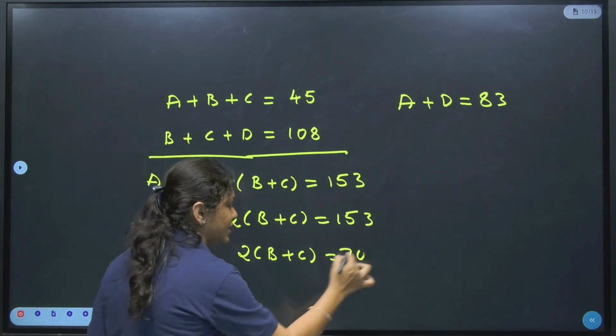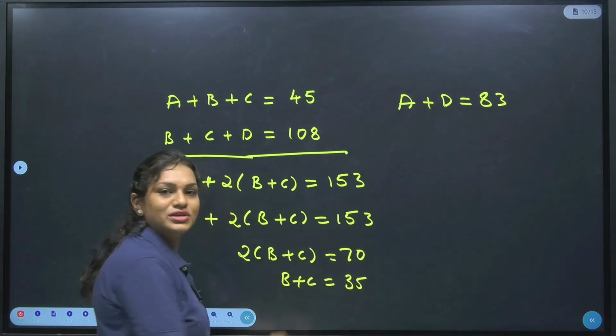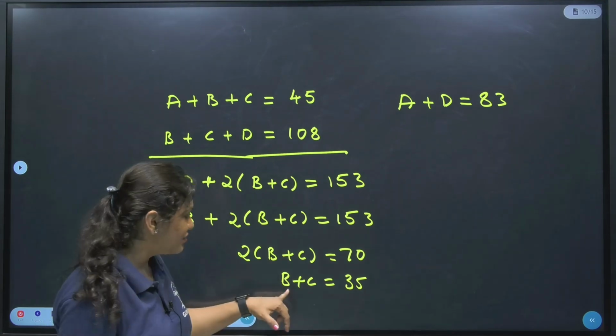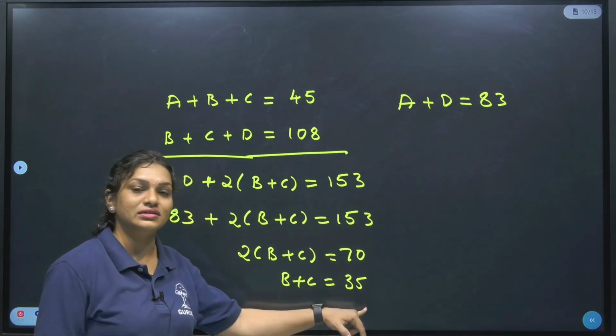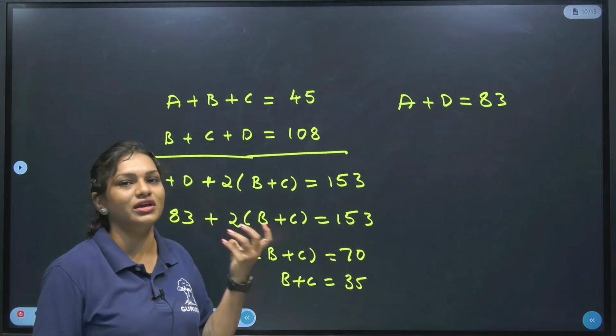So finally we get the value of B plus C as how much? It is 35. 70 by 2 is how much? It is 35. So we have the value of B plus C equal to 35. But do we require the values of B and C? No. We require the value of D.